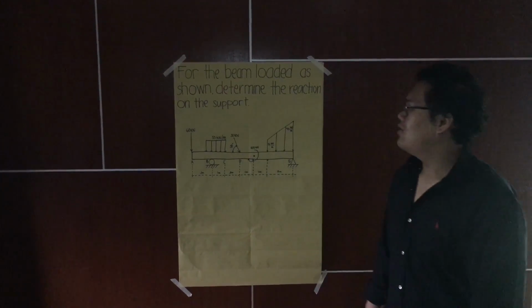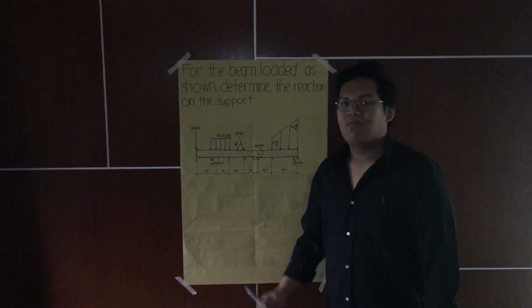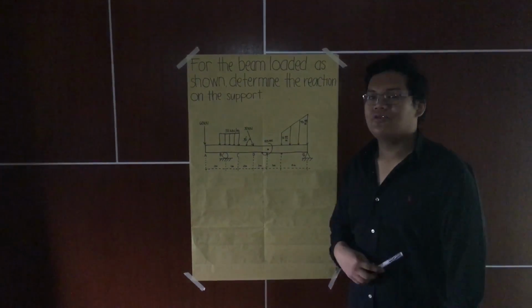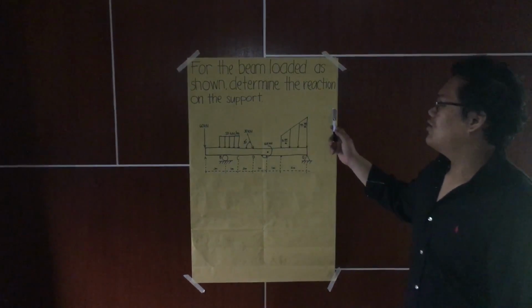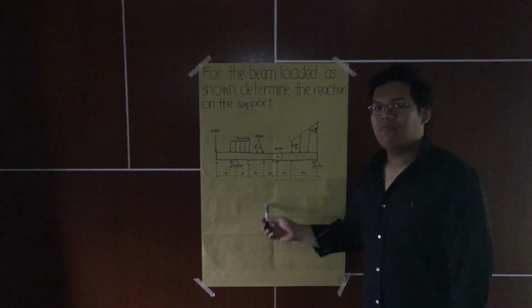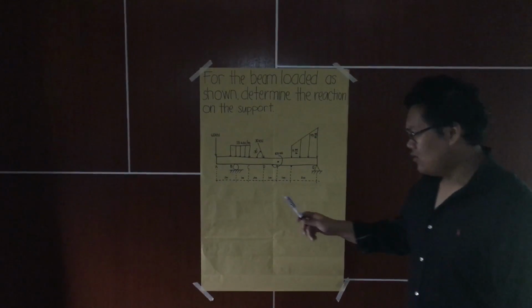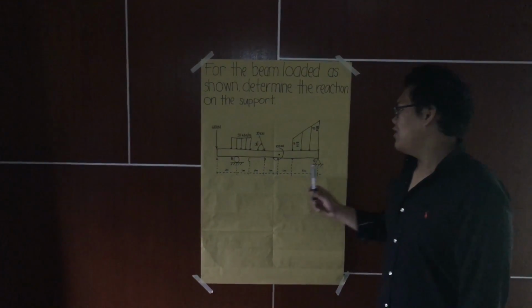So for today, I will discuss a problem. As you can see, we have a given figure and I will show you how to determine the reactions on the support. In this problem, we have two different types of support, which are the roller and the hinge.